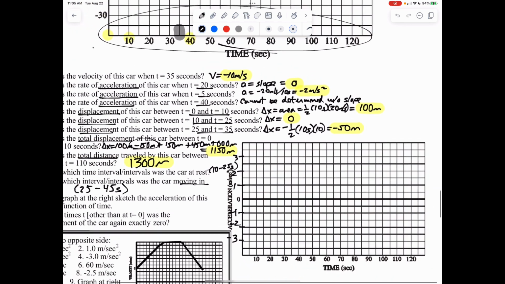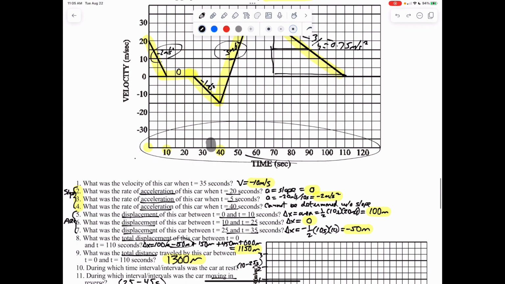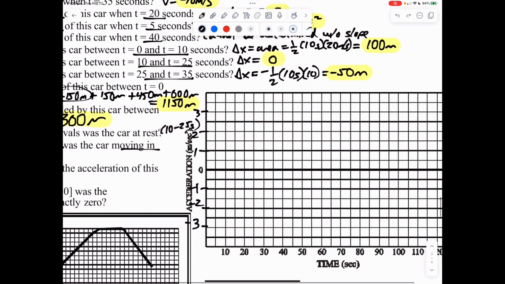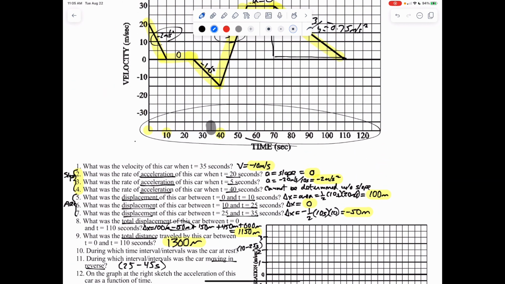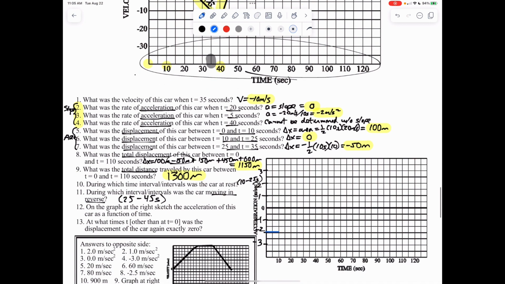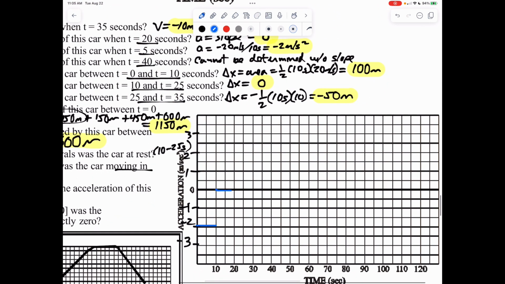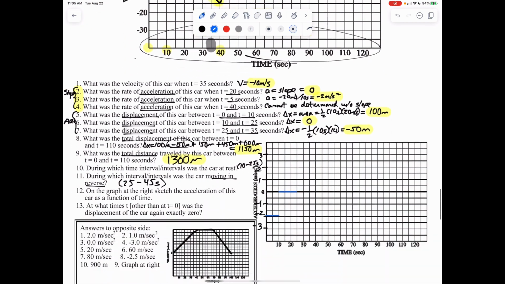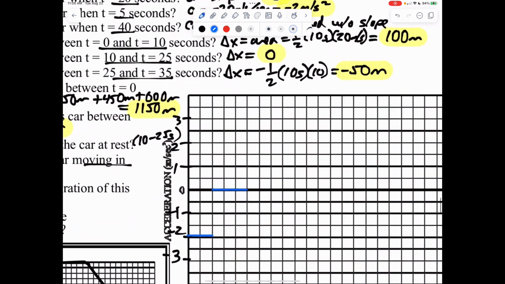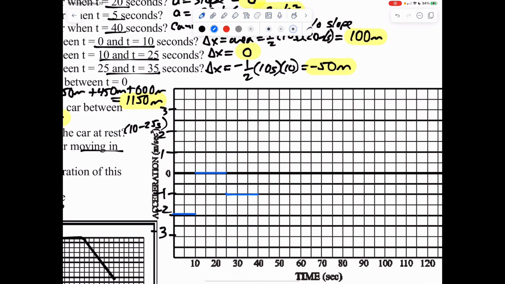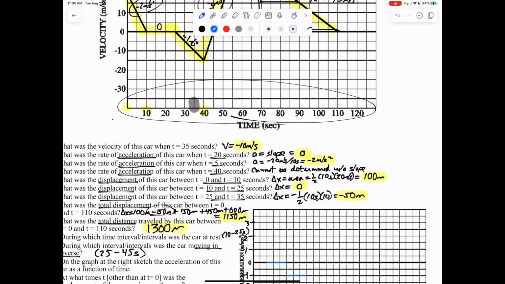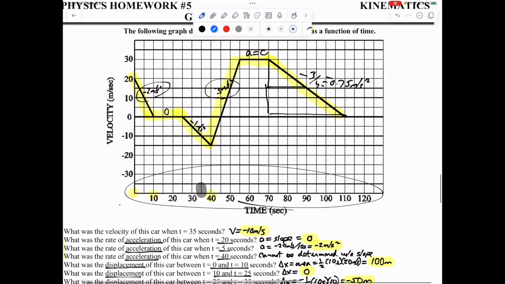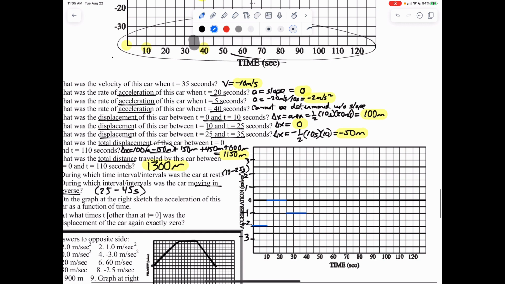All right, so let's plot this. For the first 10 seconds, we're plotting negative 2. So I'm going to plot that for 10 seconds. Then for the next 15 seconds, from 10 to 25, we're at 0. Just like that. Then we are at negative 1 for 15 seconds. Just like that. Then we're at 3 for 15 more seconds.